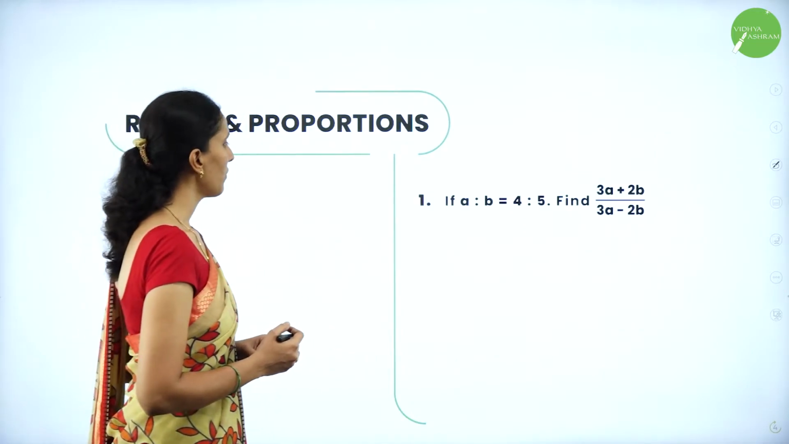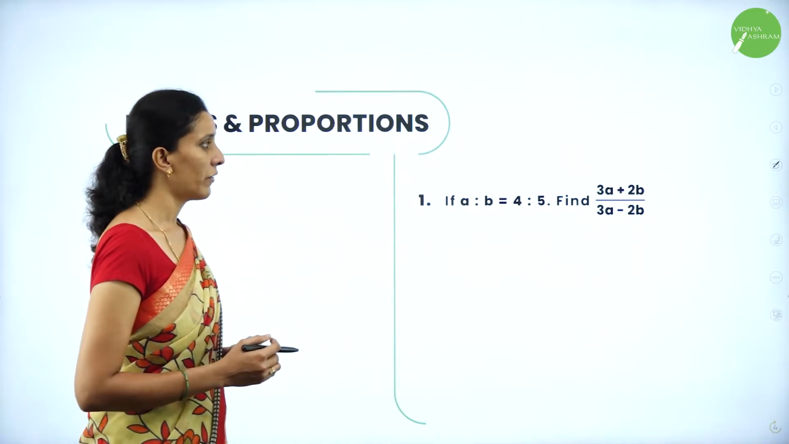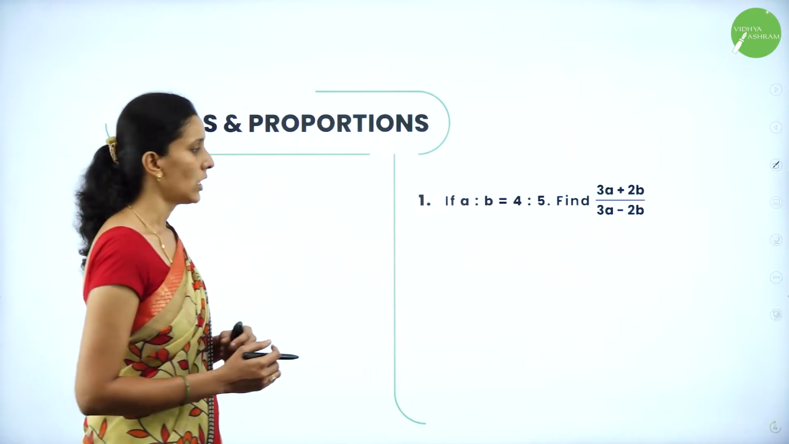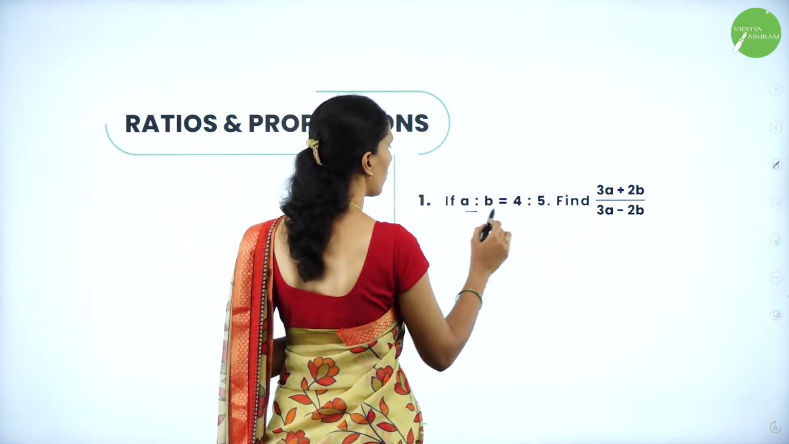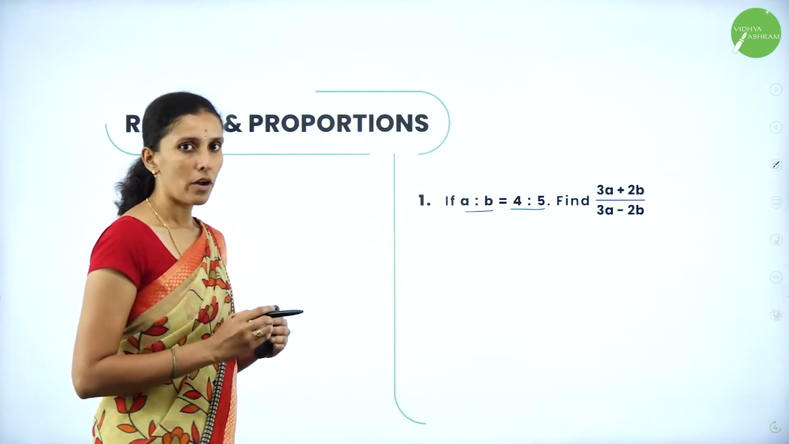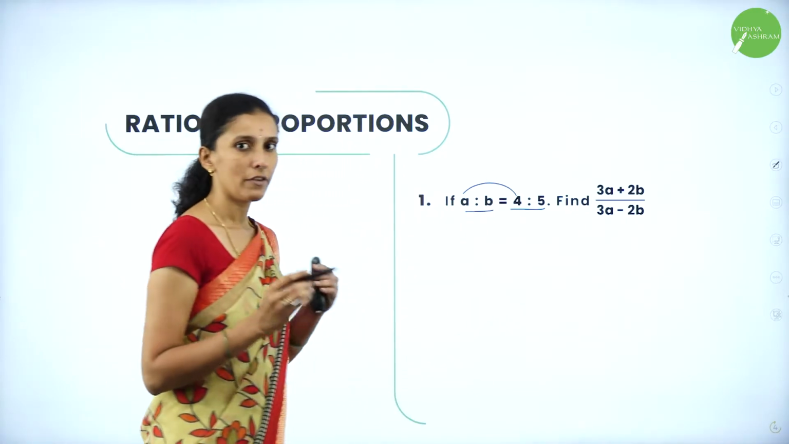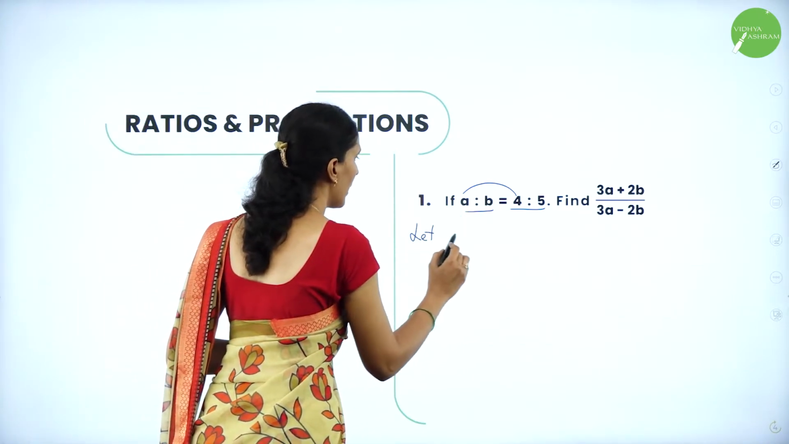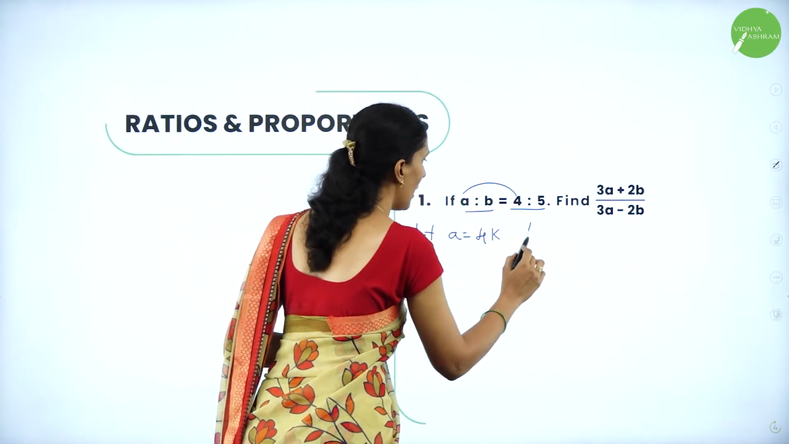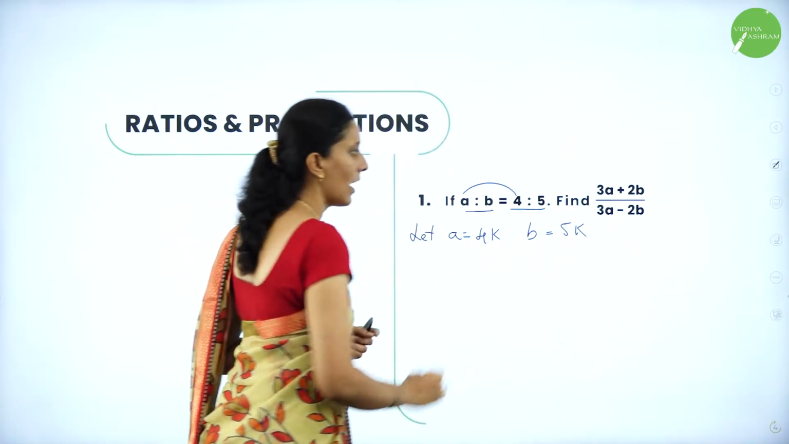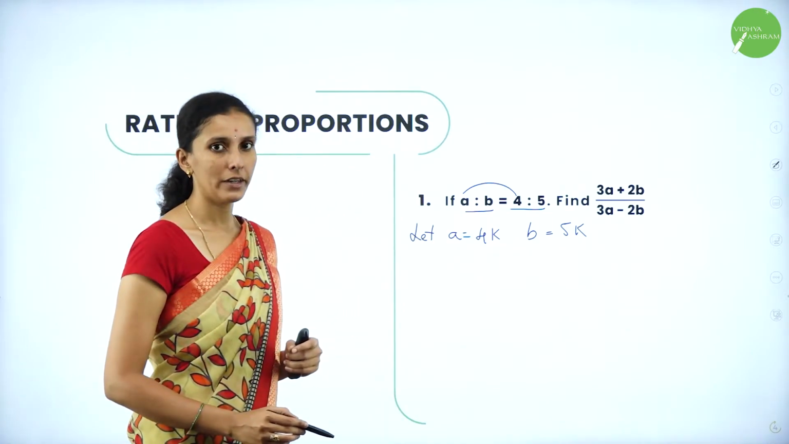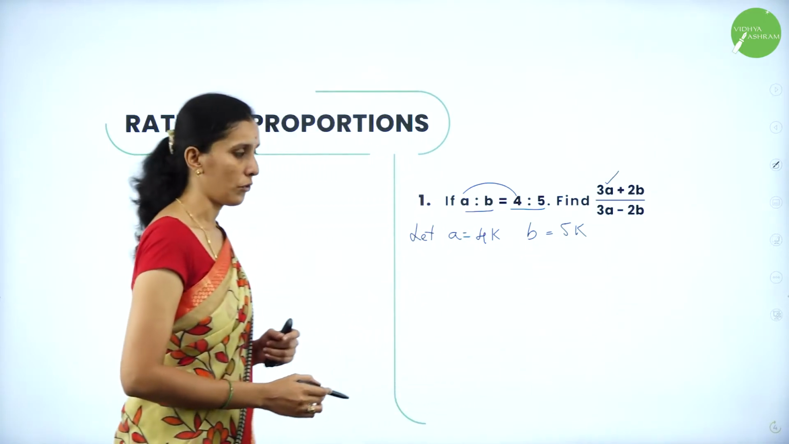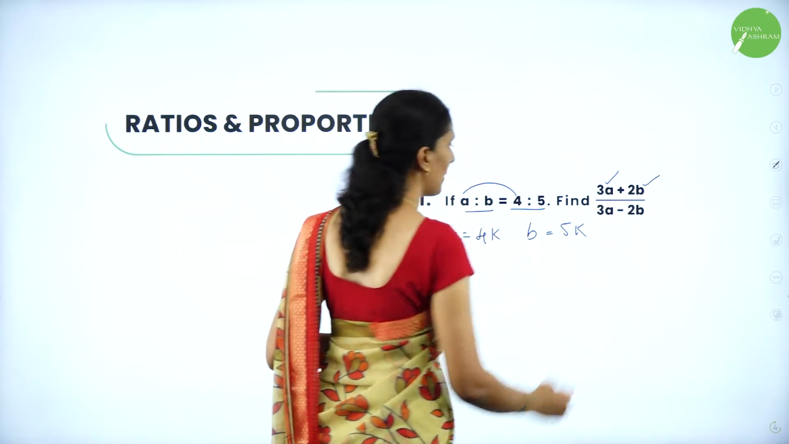The first one is: if A is to B is equal to 4 is to 5, find 3A plus 2B divided by 3A minus 2B. So we have A is to B is equal to 4 is to 5. For corresponding proportions, let A be equal to 4K and B be equal to 5K. I have to find the value of 3A plus 2B divided by 3A minus 2B. In the place of A, replace 4K, and in the place of B, replace 5K.